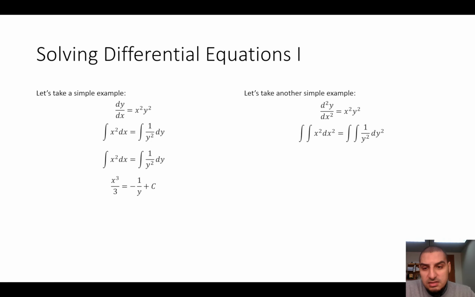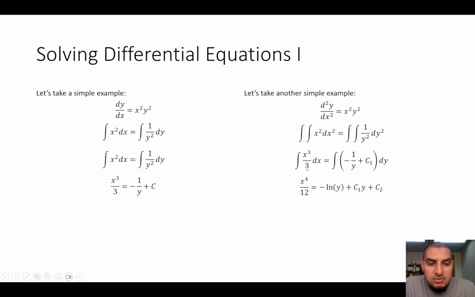And let's say we want to double integrate this equation, meaning that this is a second order differential equation, not just a first order ordinary differential equation. If we want to do this, it's going to be the same thing, but twice instead of once. So we will get the first integral, and then we will integrate it one more time. So it's going to be x to the power 4 over 12, and the integral of 1 over y is ln y, and then c1 y plus another integration constant.